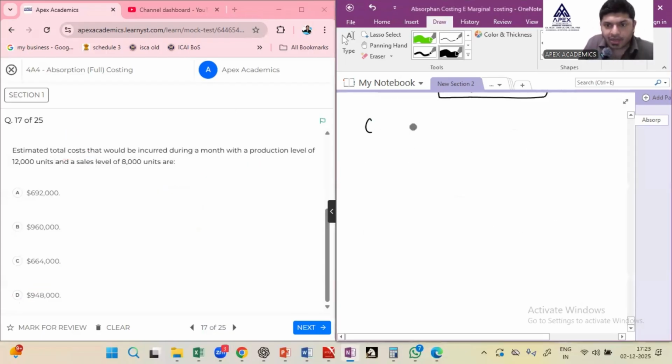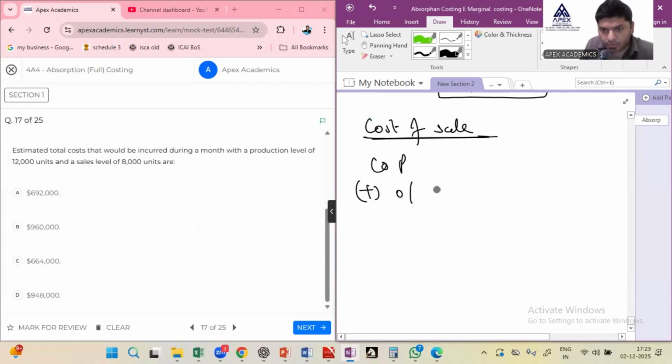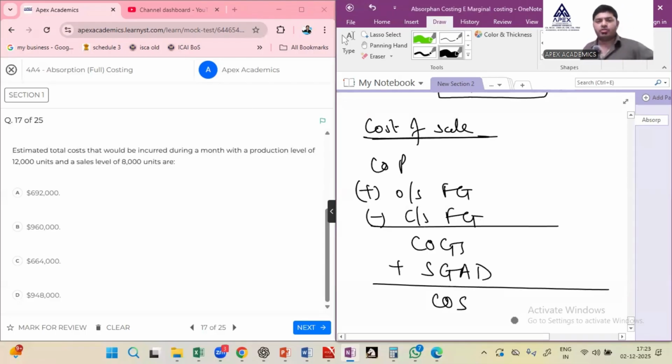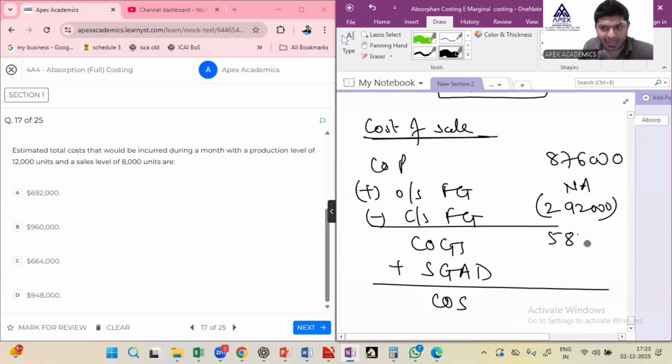Sir, if I'm talking about my cost of sale, it is cost of production plus opening stock of finished goods minus closing stock of finished goods, which gives me my COGS, plus my selling, general, administrative and distribution, which gives me my cost of sale. In this particular question, 8,76,000 is my cost of production. Opening stock of finished goods not applicable. Closing stock is 2,92,000, which I subtract. My COGS becomes 5,84,000. My selling, general and administration is 72,000, and 6,56,000 becomes my cost of sale.